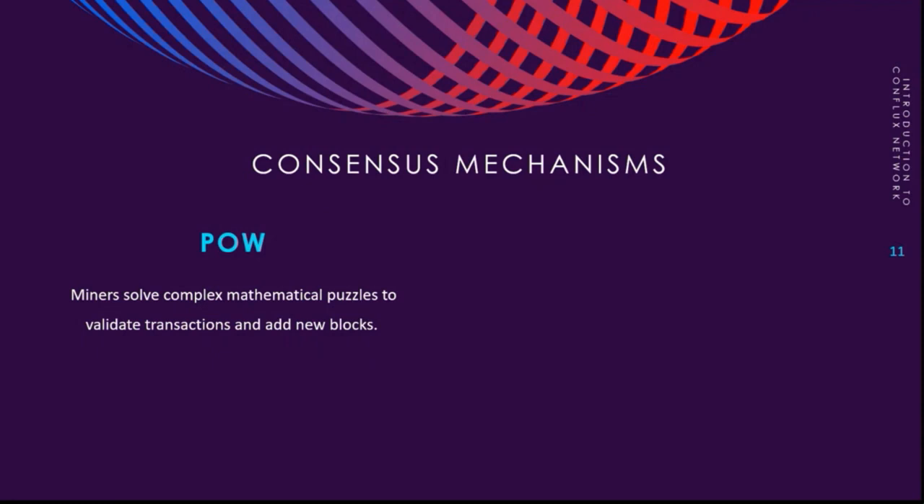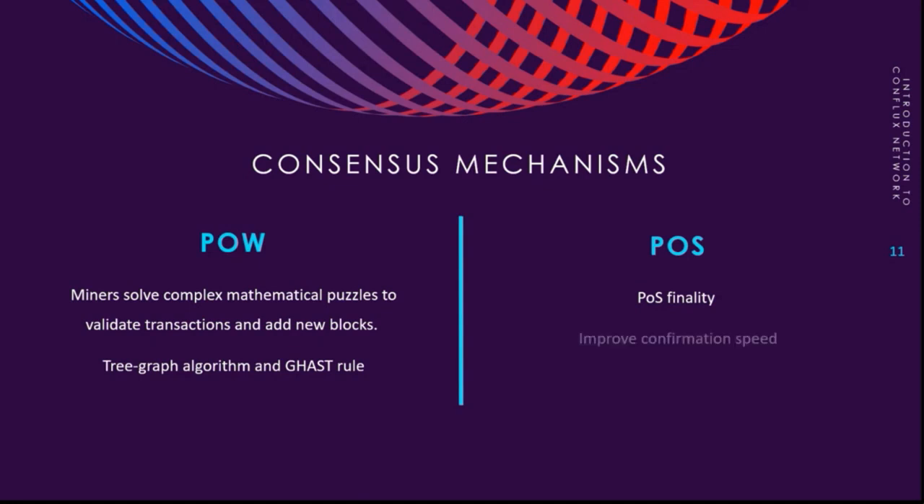But Conflux's implementation of proof of work has some differences: the Tree-Graph algorithm and the GHAST rule. This reduces the chance of forks and ensures kind of faster transaction confirmation compared to other proof of work networks. Apart from proof of work, Conflux also added a proof of stake finality layer. This is also related to improving confirmation speed and resisting potential 51% attacks.